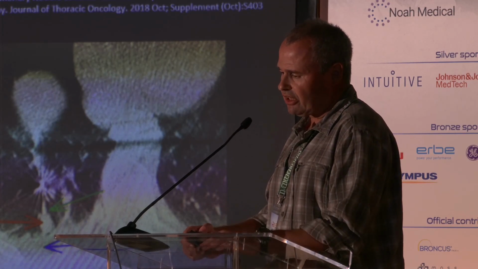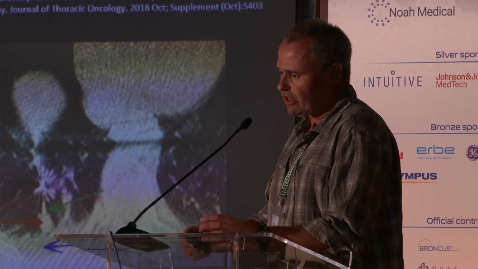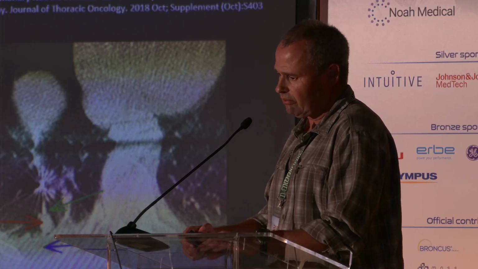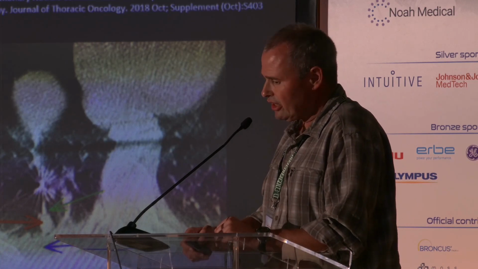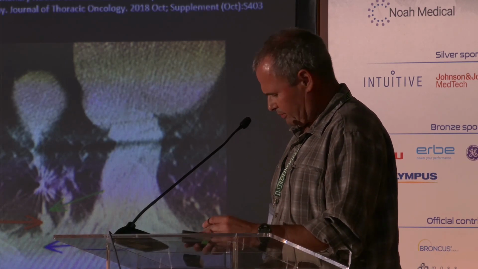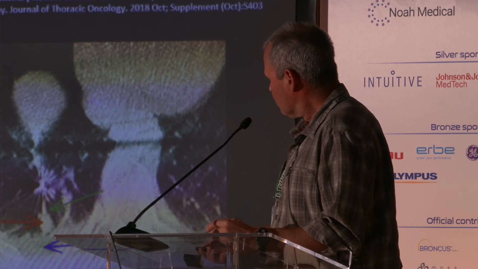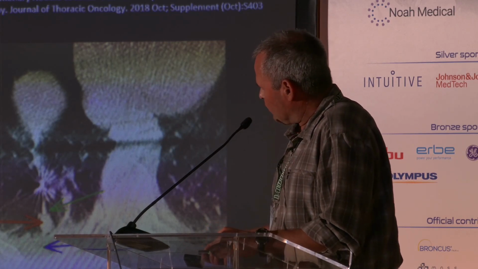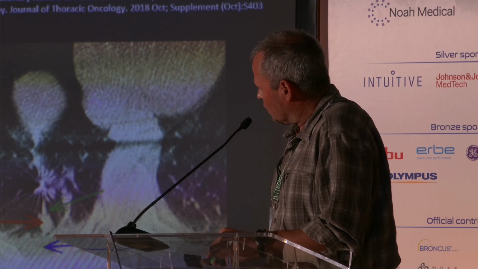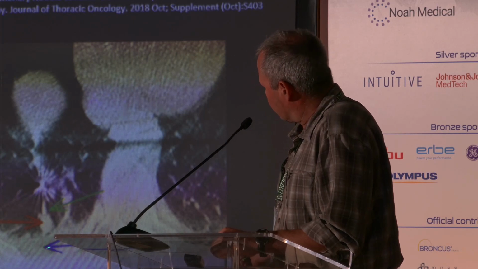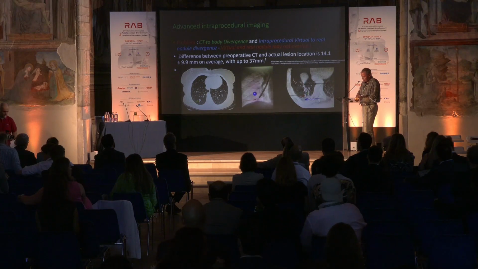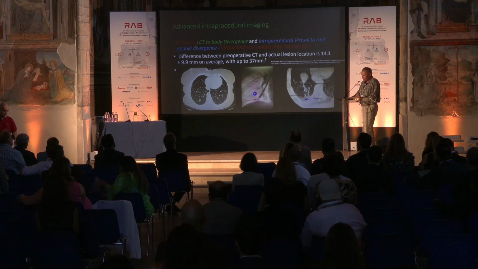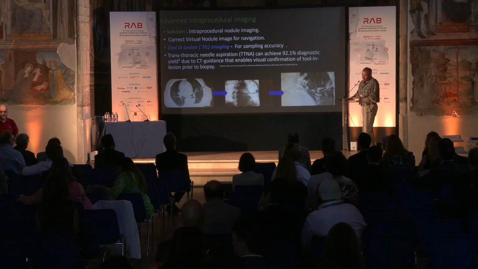Michael Pritchett has shown that it can be on average 14 millimeters. So you can, again, see here an example where the virtual nodule and the real nodule do not overlap, and this is because of the atelectasis that formed because of general anesthesia, which is one of the reasons for this divergence.